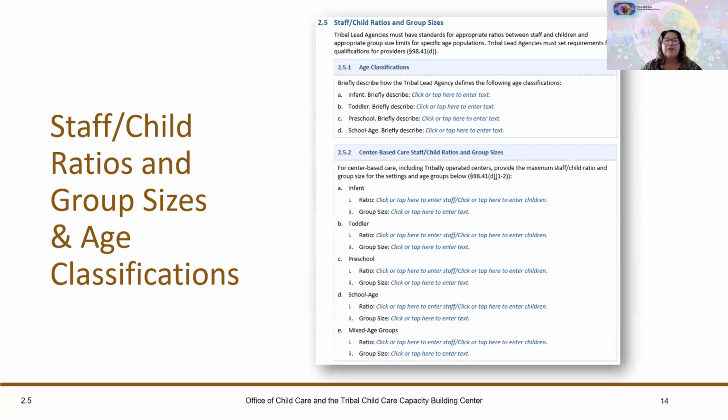Hey, thank you, Priscilla. So this is an excerpt of section 2.5, where you will describe how your program defines the 4 age groups: infant, toddler, preschool, and school-aged, and your standards for ratios and group sizes. Tribal agencies have the flexibility to define what the age classifications are, as the CCDF regulations do not define these. Office of Child Care is looking for a description using ranges and numerals that represent the ages of children served. If your program does not serve an age group, you can enter NA or non-applicable into the description box. Next slide, please.